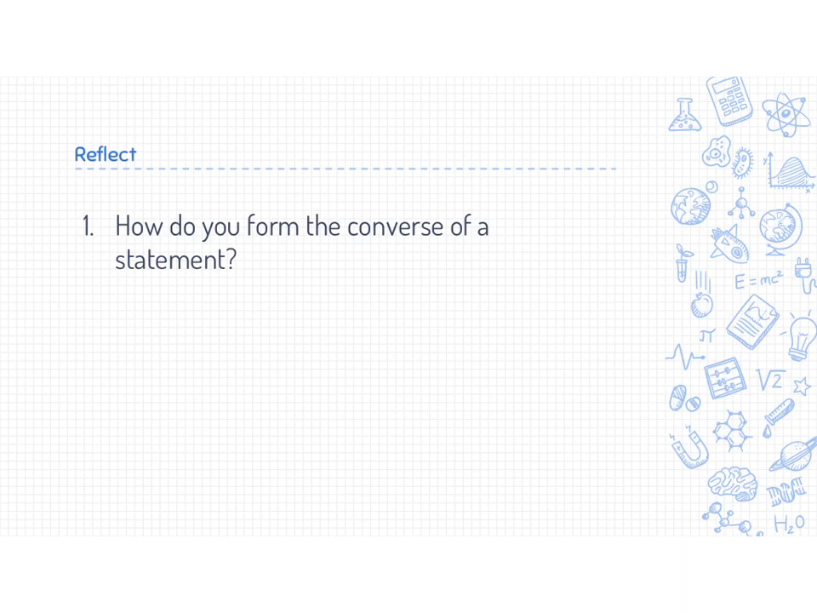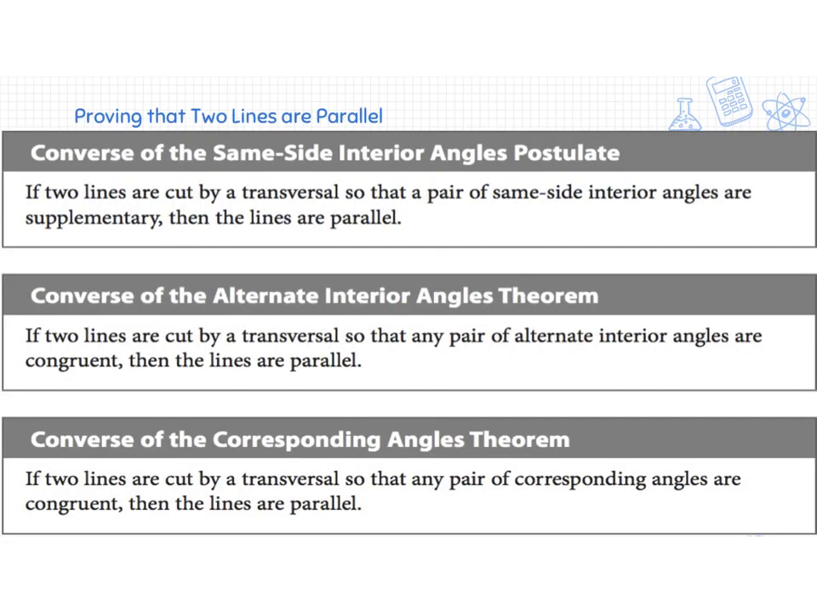So how do you form the converse of a statement? Go ahead and write your answer down and be ready to respond and share that back when we come into class. So here's the converse of what we had shown in 14.2: converse of the same side interior, converse of alternate interior, and converse of corresponding. So now we're stating the angles are congruent or supplementary, that then forces those lines to be parallel.